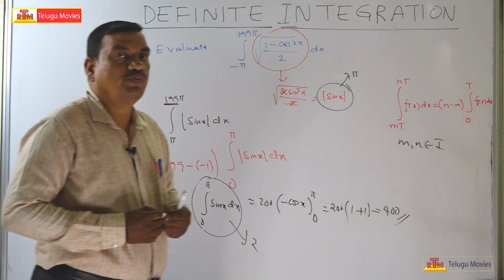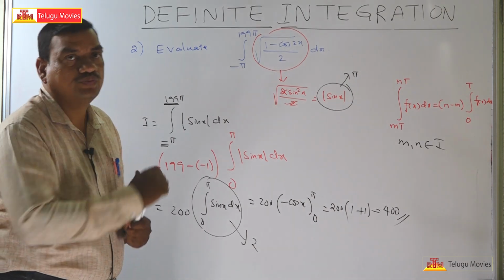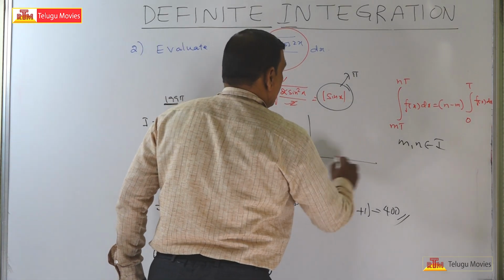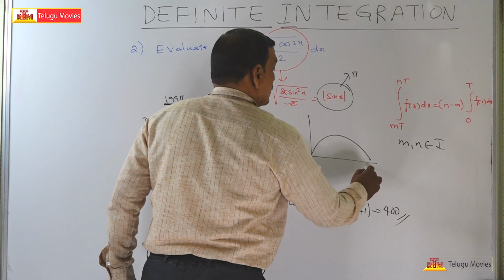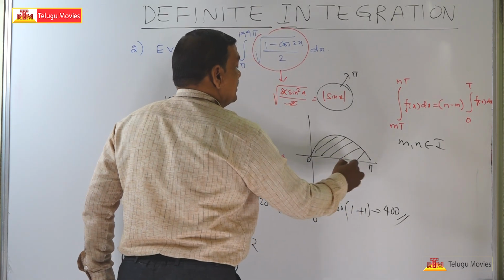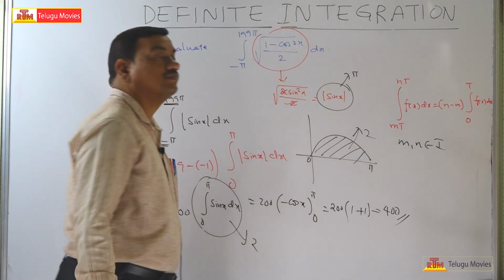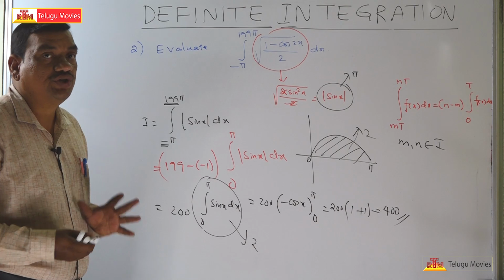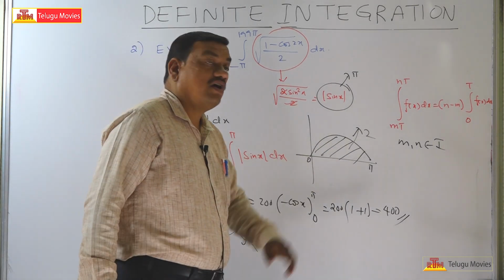Always remember, the integral from 0 to pi of sin x dx has the value 2. Why? Because we have a property for that. From 0 to pi, the area of this region is 2 units. That is also something to remember in the area of the triangle.